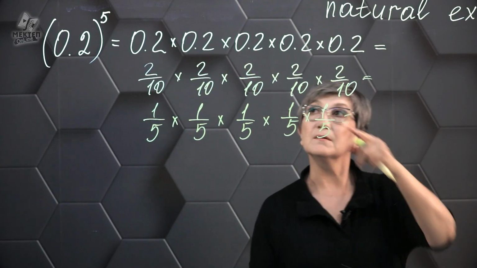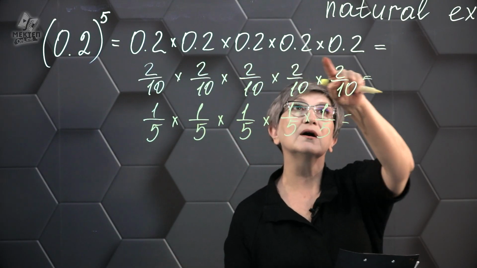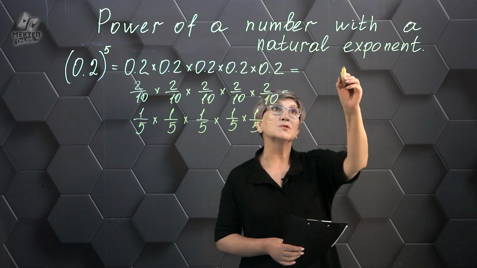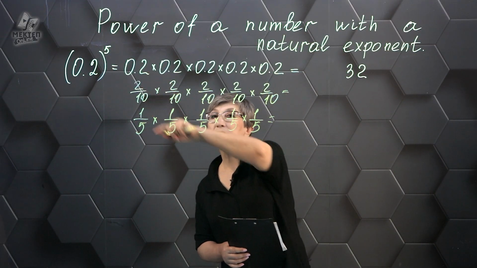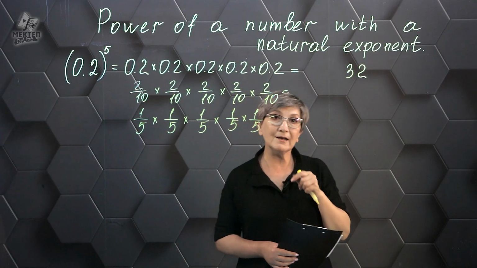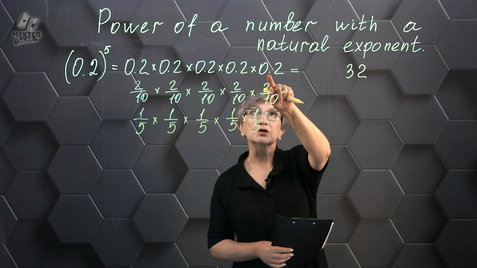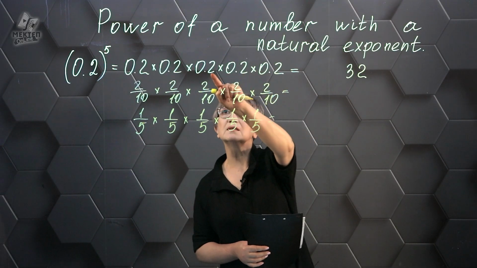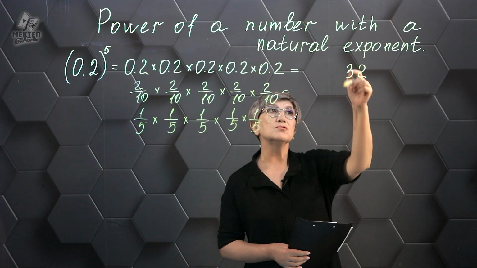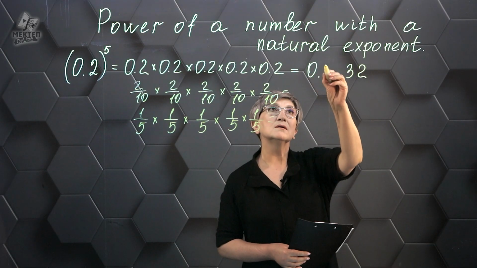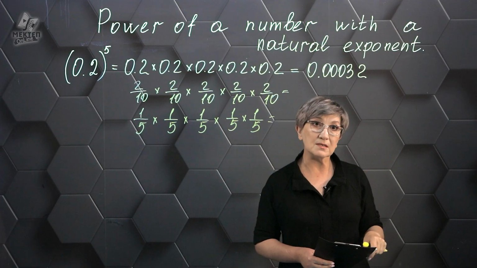To calculate the value of that expression, I recommend working with decimals and multiplying them in a column, or I can multiply 2 by 2, multiply by 2, multiply by 2, multiply by 2, and multiply by 2. And the result is 32. But I can see that it's a decimal, so I'm going to count the number of decimal places after the dot, and the result will be 1, 2, 3, 4, 5 decimal places. And then I can write down the following number: 0.32 100,000ths, and that will be the answer.